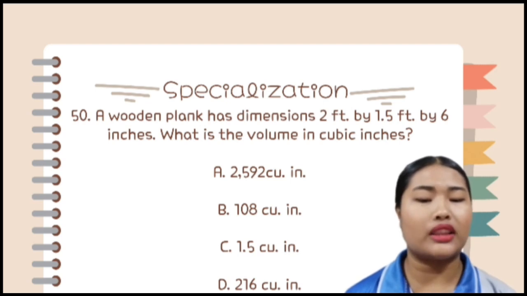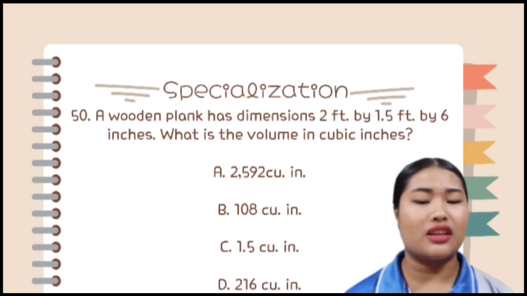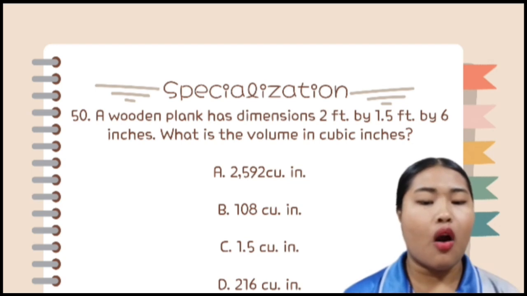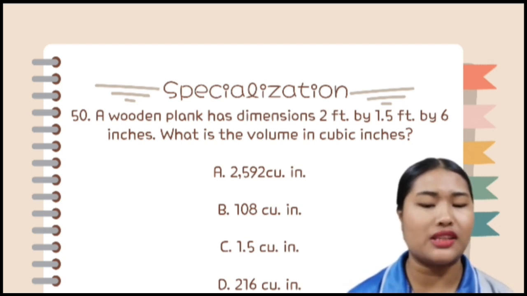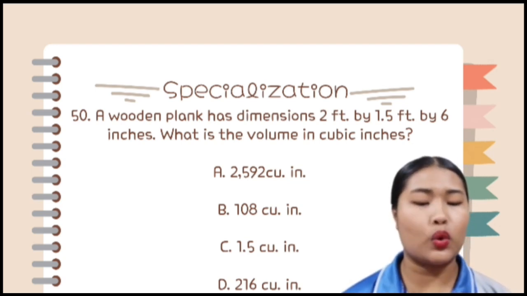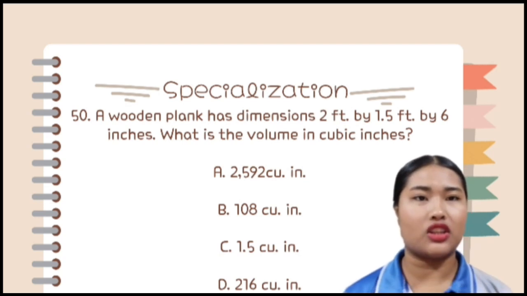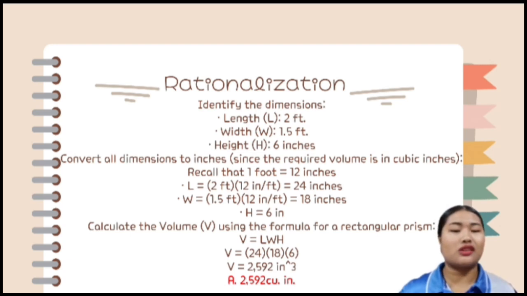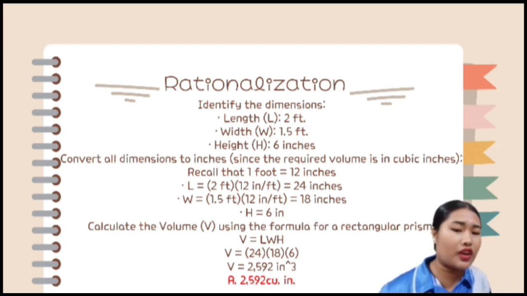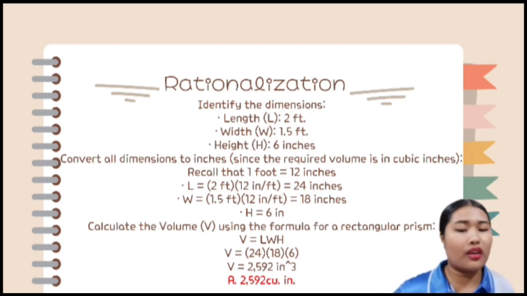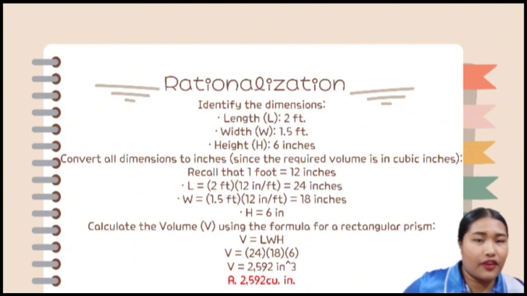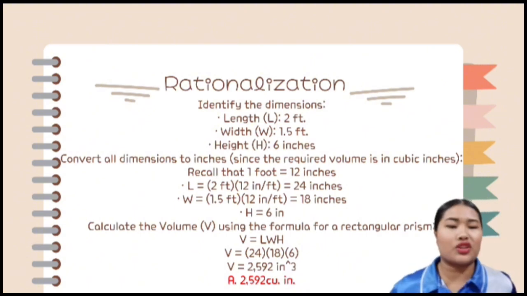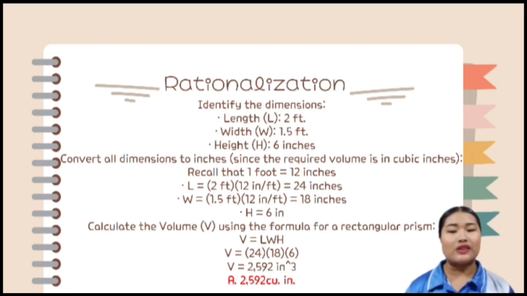Now calculate the volume using the formula for the rectangular prism, which is volume equals length times width times height. Substitute 24 multiplied by width 18 multiplied by height, which is 6. It will give us a volume of the rectangular prism of 2,592 cubic inches. So our answer is letter A, 2,592 cubic inches.